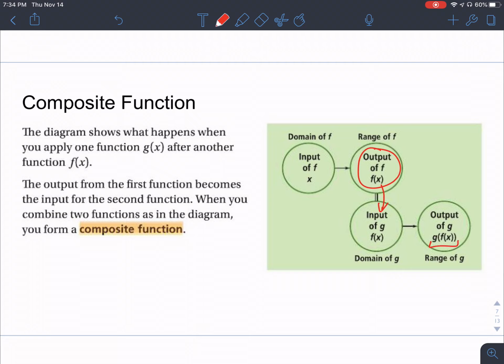G of f of x, not g times f of x, g of f of x. There's two different ways you can write this notation-wise. One is g of f of x, where f of x gets plugged into the g of x as the x value. Another way we could write this is g of f of x. All right, the open circle here is not multiplication, that's actually the composite symbol. So the composition of g and f of x is basically how we read that.